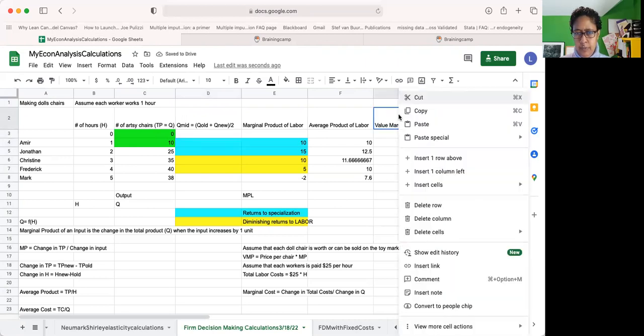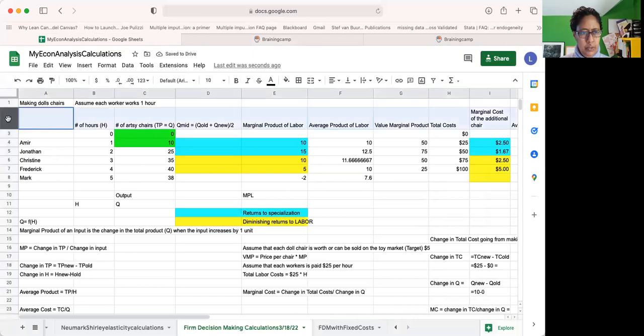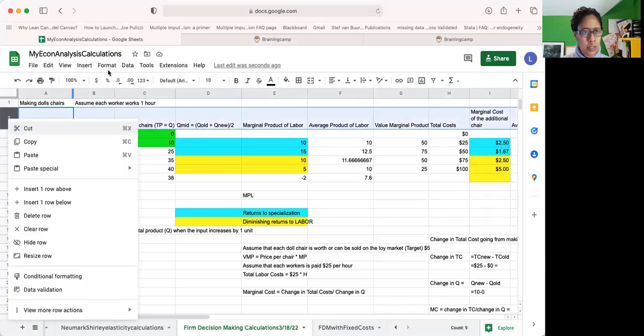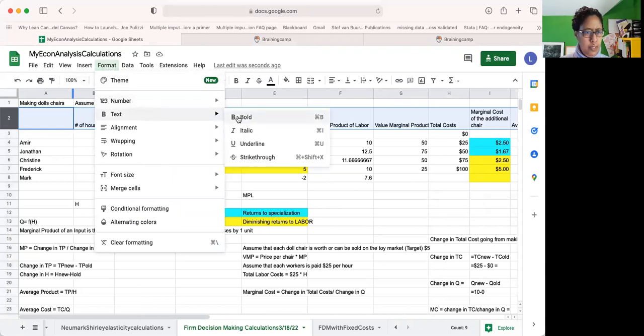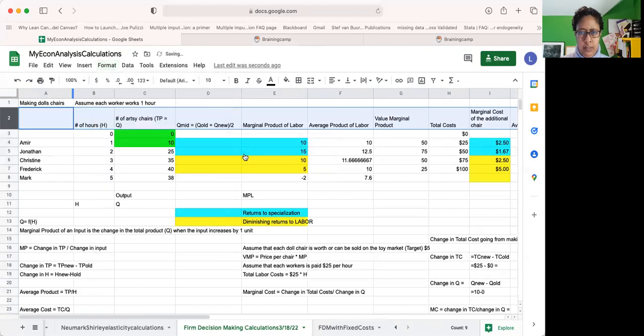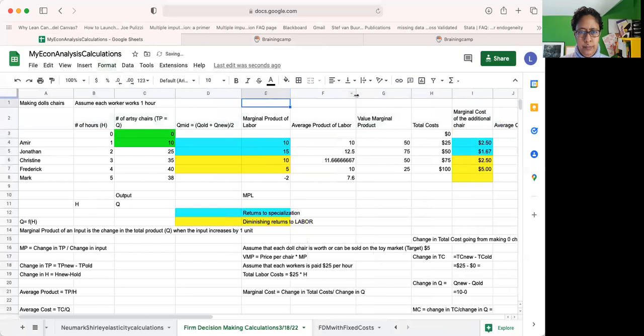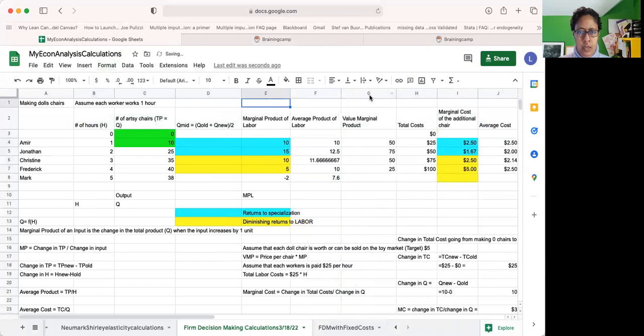Let me try to wrap text here. See if I can form that. There we go. Then I can make these a little bit smaller and get everything in. All right.